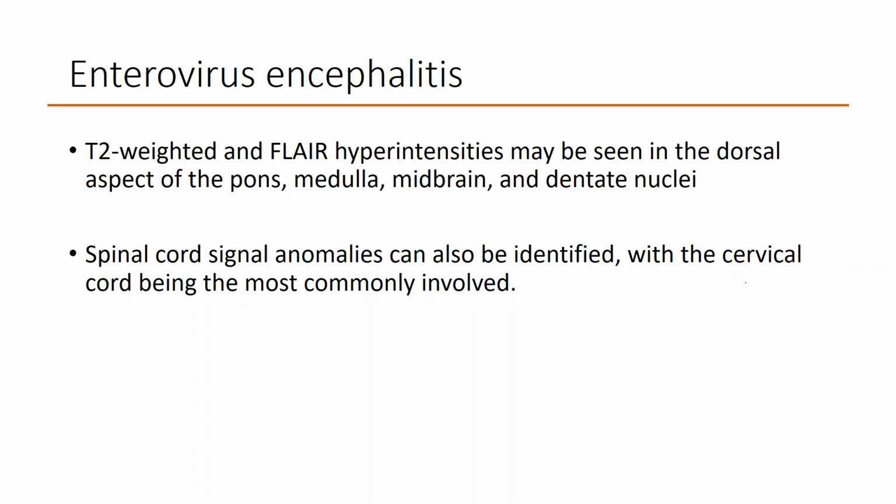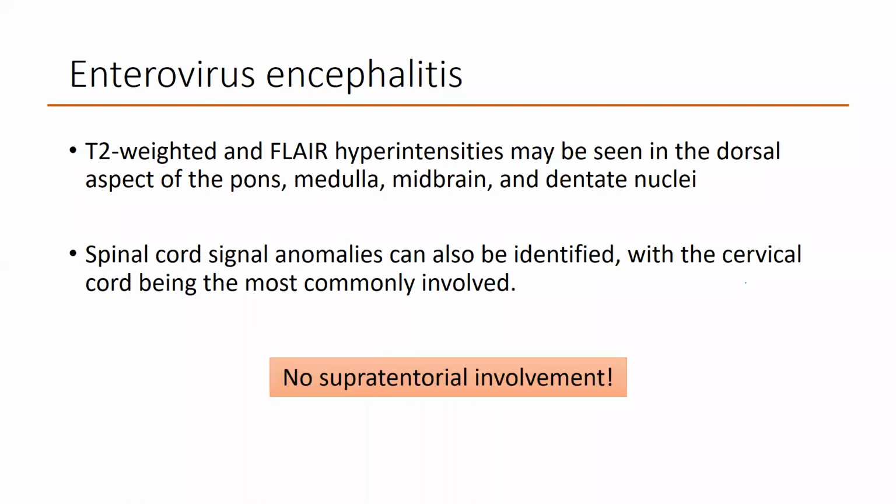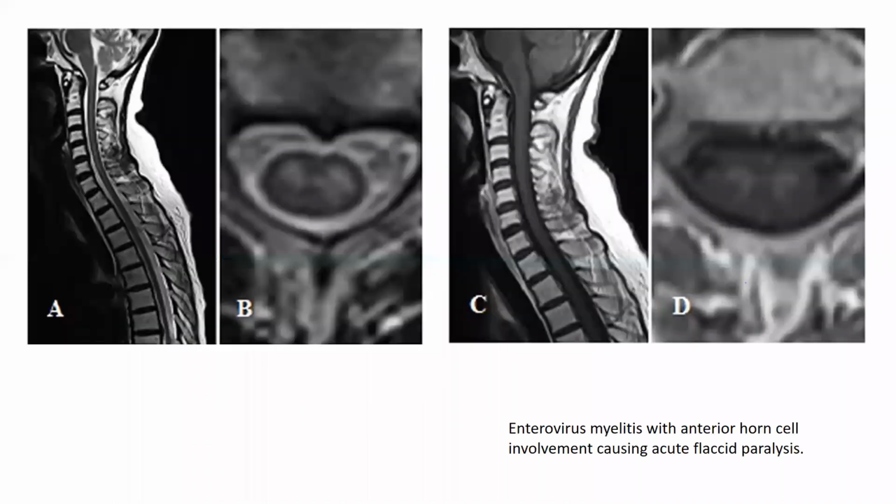Here in enterovirus encephalitis, you have T2-weighted and FLAIR hyperintensities involving the brainstem, most commonly the dorsal aspect of the pons. The other areas are mentioned here. Even spinal cord involvement can be there, and it is one of the most common viral causes of acute flaccid paralysis. Like I mentioned, there is no supratentorial involvement. So this is again a patient with enterovirus myelitis with anterior horn cell involvement, which led to acute flaccid paralysis.